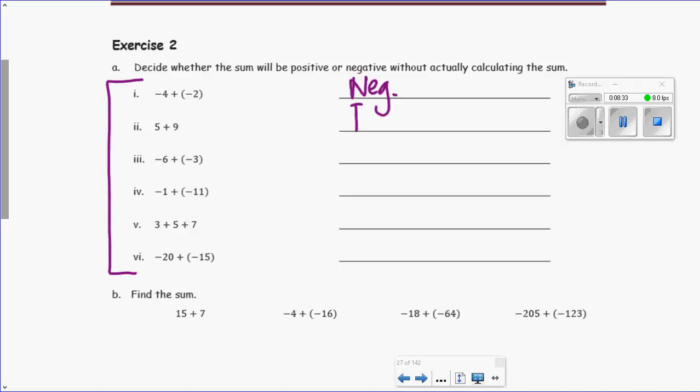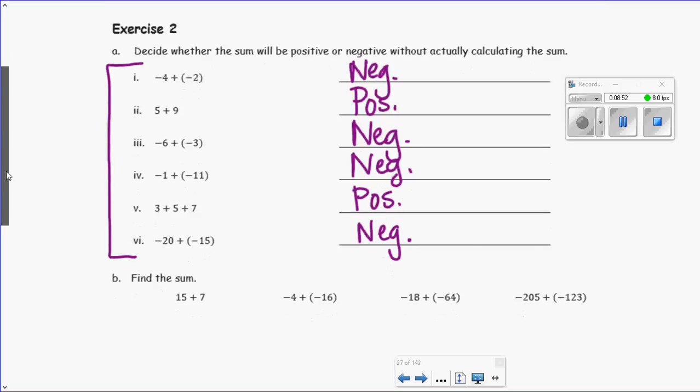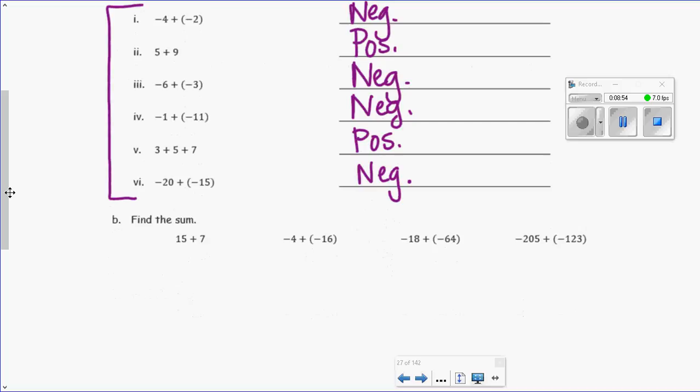Okay, for time's sake, I'm just going to abbreviate them. Negative, positive, negative, negative, positive. Even though there's 3, all 3 of them are positive. And then this one is negative. Okay, how'd you do? How many did you get right? Hopefully 6. If not, you can look at them and see that they all have the same sign.